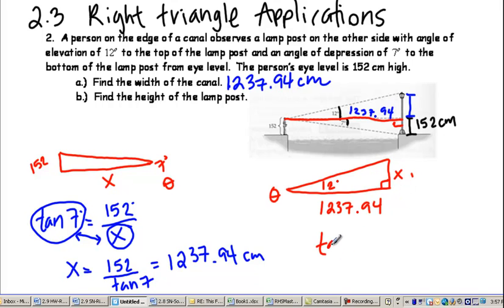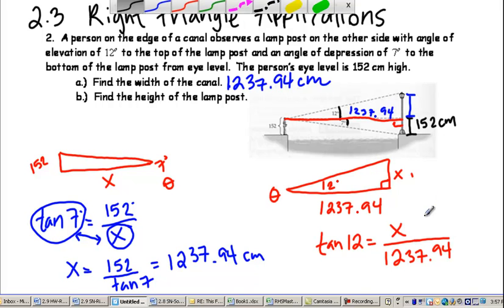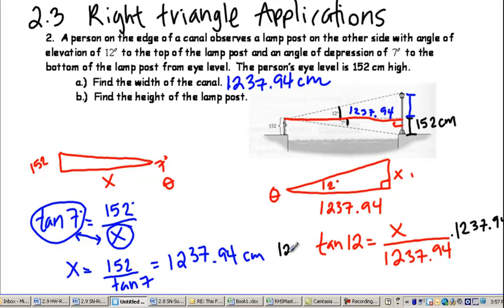So I'm going to use tangent of 12 equals x over 1237.94. Okay? We don't have to switch anything because x is now on the top, which means we're just going to multiply on both sides. So those cancel. So x equals 37.